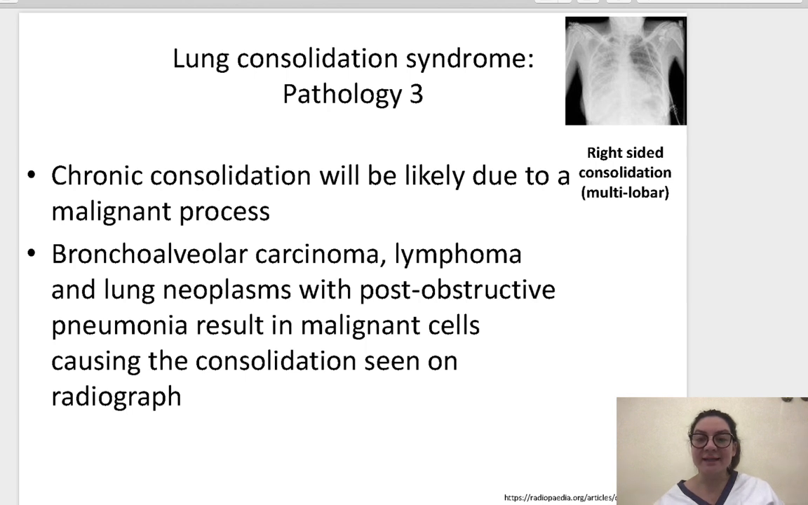You see that nearly all the projection of the right lung and part of the left lung is white. It is consolidation, diffuse consolidation of all lobes of the right lung and partially the left lung.